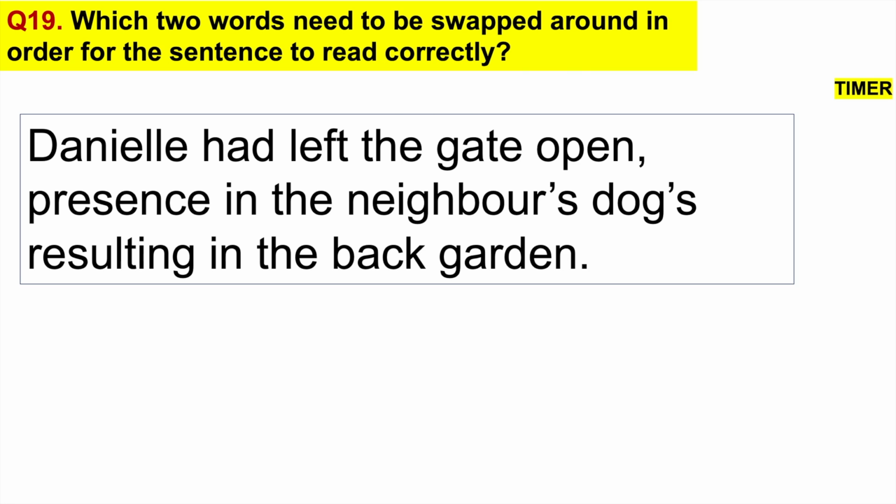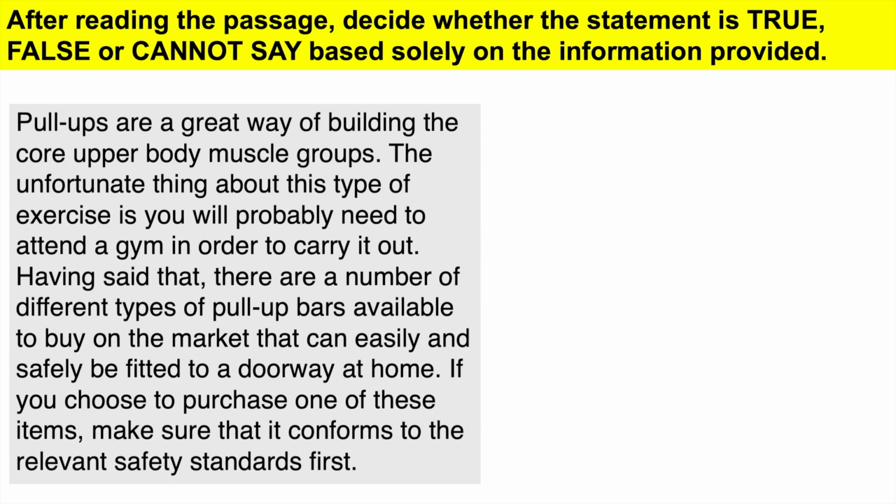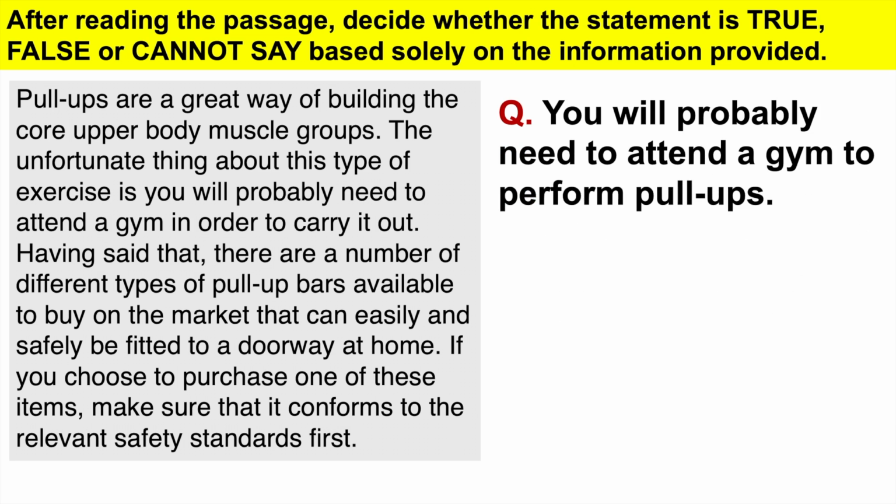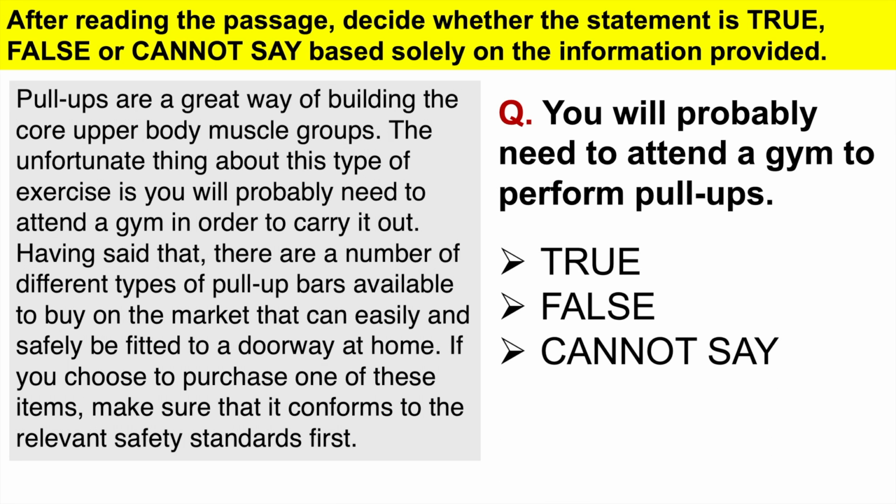Well done, brilliant. You are making fantastic progress. Let's now move on to reading ability. This is a different element of an English proficiency test. And it says, after reading the passage, decide whether the statement is true, false, or cannot say based solely on the information provided. And the statement is, you will probably need to attend a gym to perform pull-ups. Is it true, false, or cannot say?